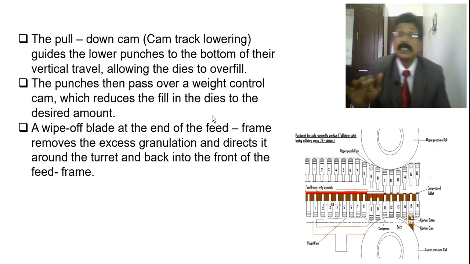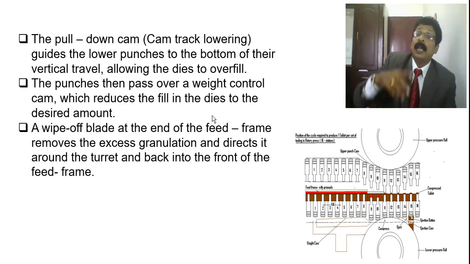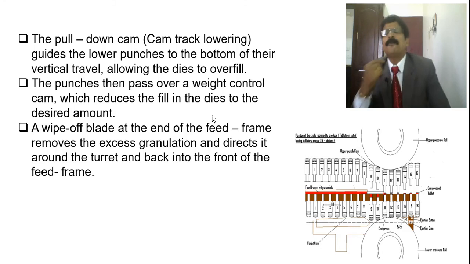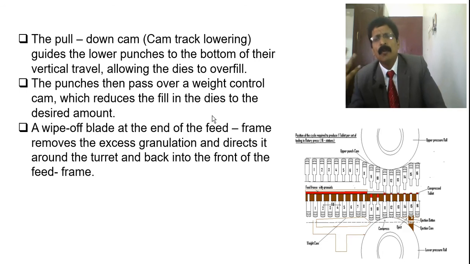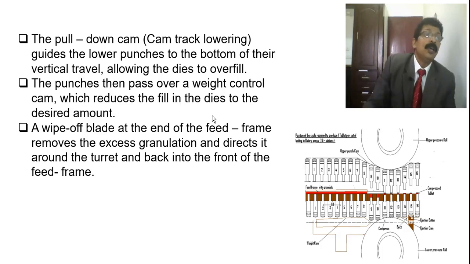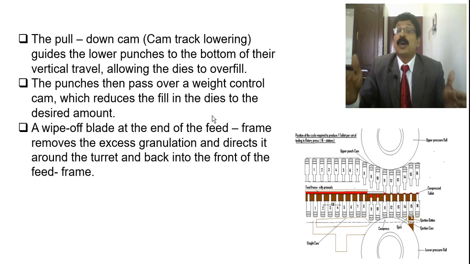Because it is fast moving, every second even 30 to 40 tablets are compressed. There are many machines of 50 tablets, very fast machines are also available. So it is very necessary and very important to use this type of cam tracks. And there is the blade used at the sides of the feed frame. It also has the capacity to fill properly and give the weight without weight variation.